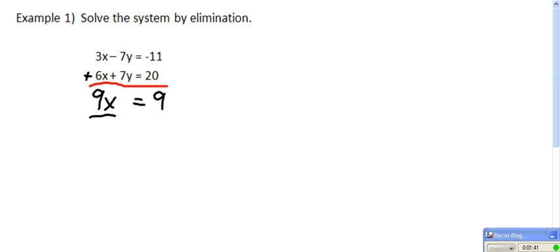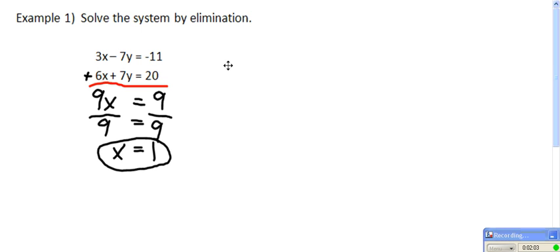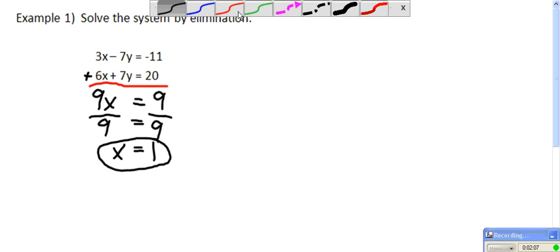Next step that you would need to take is to get x alone. So divide both sides by 9, finding out x was equal to 1. Okay. Using this solution, as you've done in the past with substitution, you're simply going to plug it in for one of the equations. You can plug it into either equation.